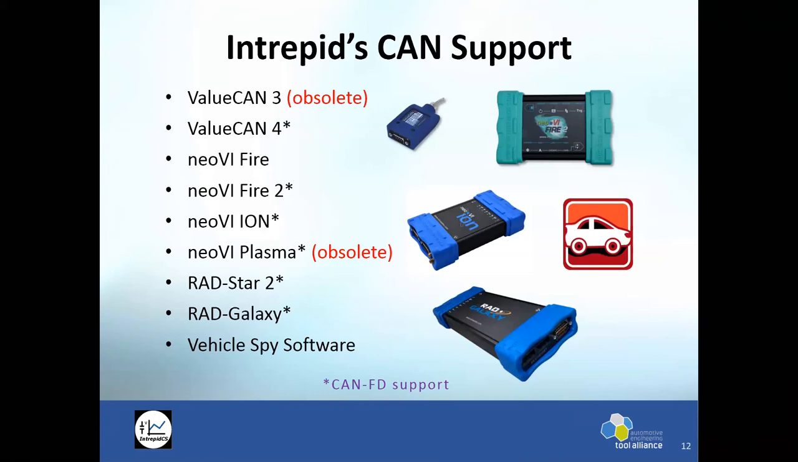The one product that doesn't have it right now is the Vivid CAN. That's our touch display. It has one CAN channel. So that was designed a while back, but the next revision of that product will have CANFD support. And then one final note here is all of these products interface with Vehicle Spy software. So once you learn how to use Vehicle Spy software, you can use it with any of these hardware products. You don't have to relearn another software program for a different piece of hardware.